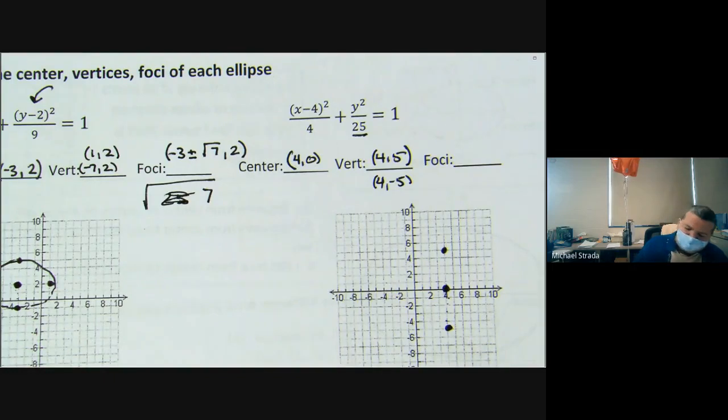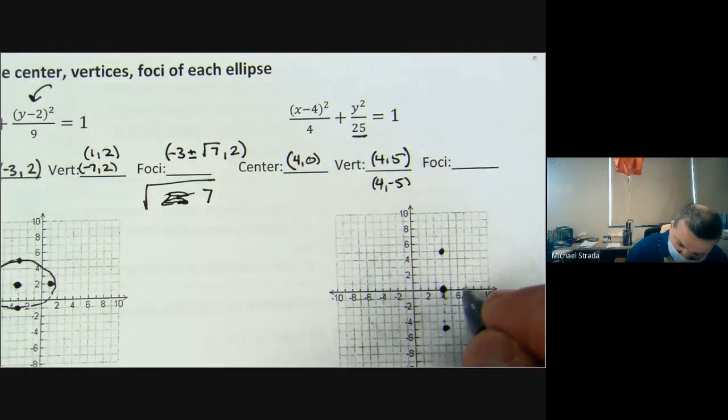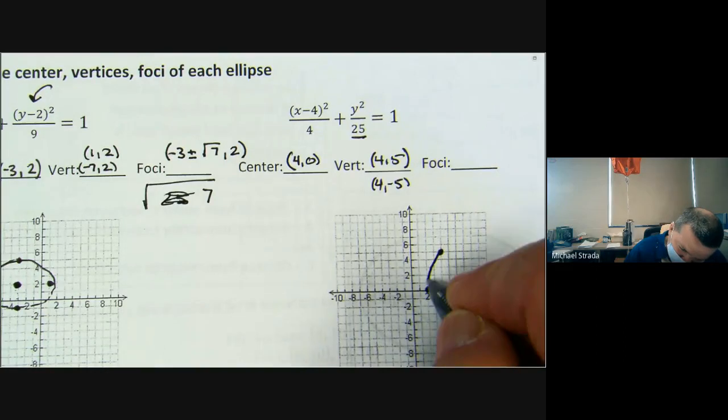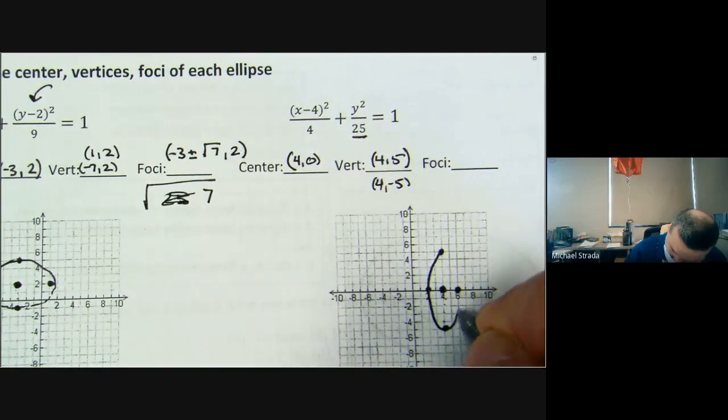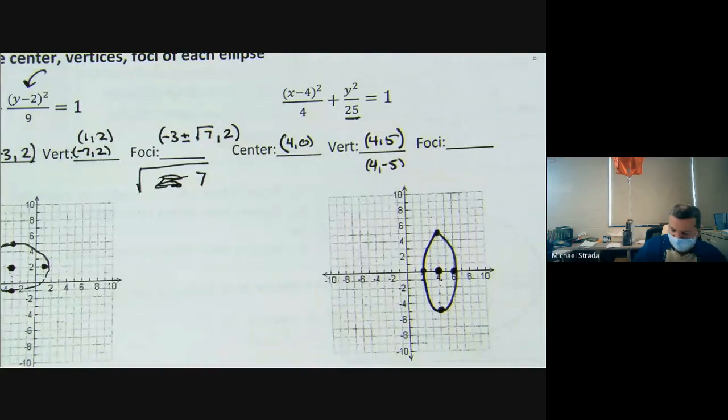My co-vertices are then created by the smaller number. What is the square root of 4? 2. So I go 2 right and 2 left. And I have my ellipse, but this time it's a vertical ellipse. Good?